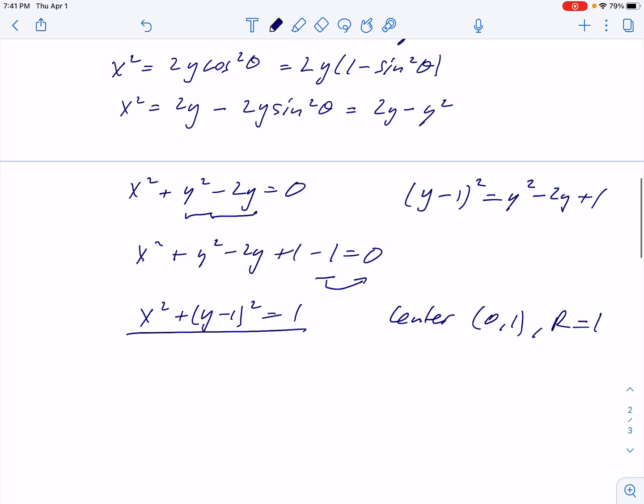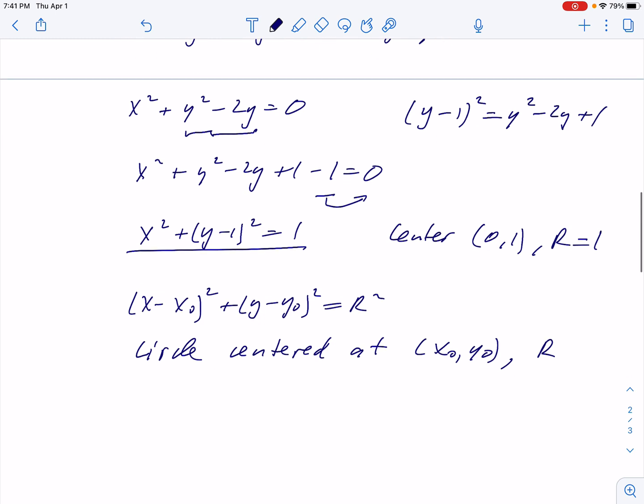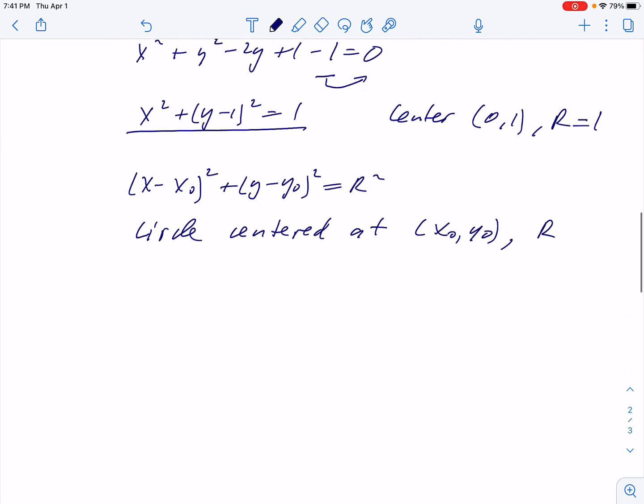I want to remind you immediately that if you have equation x minus x0 squared plus y minus y0 squared equals r squared, this is a circle centered at x0, y0, and radius is r. So here x0 is 0, y0 is 1. This is how the circle looks like.